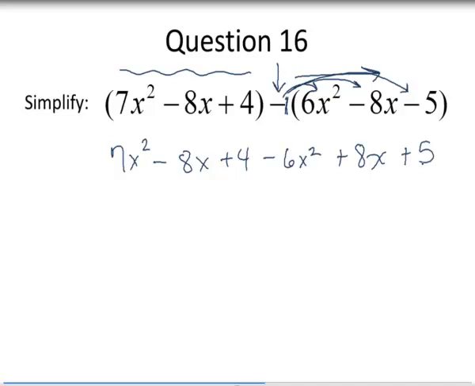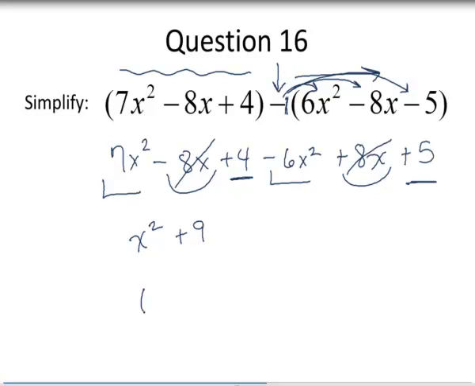Everybody follow all that with the changing signs thing? Okay. So what do we do next? Combine like terms. Good. Where are they? The x squared terms make x squared. And then what? Negative 8x and positive 8x. They cancel because they're opposites. Good. Positive 4, positive 5, makes positive 9.